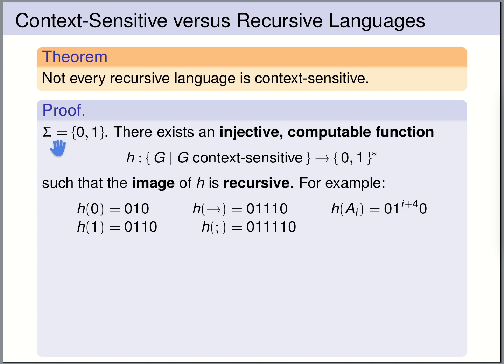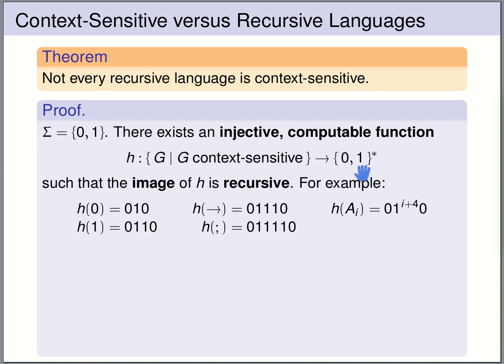We are going to consider the alphabet 01, so that's the alphabet of terminal symbols of our grammars, and also the input alphabet for our automata. First, note that we can denote context-sensitive grammars G by words over 01. So there exists a computable and injective function from context-sensitive grammars to words over 01.